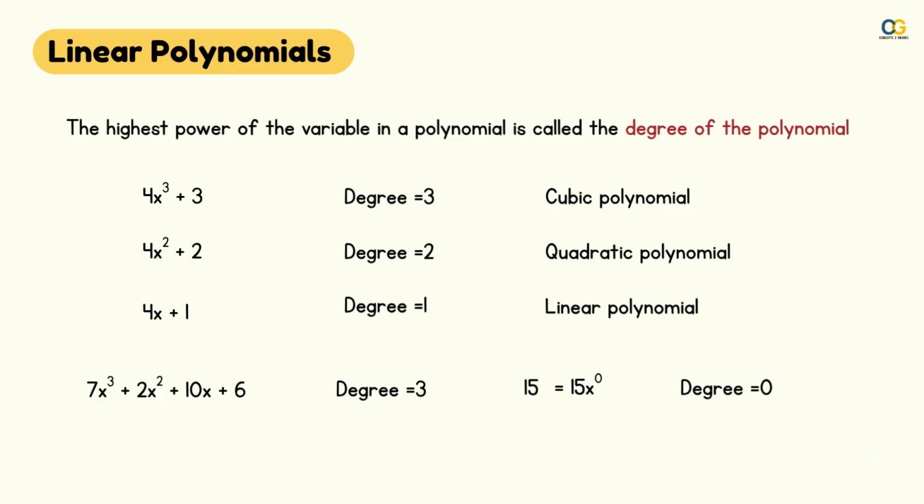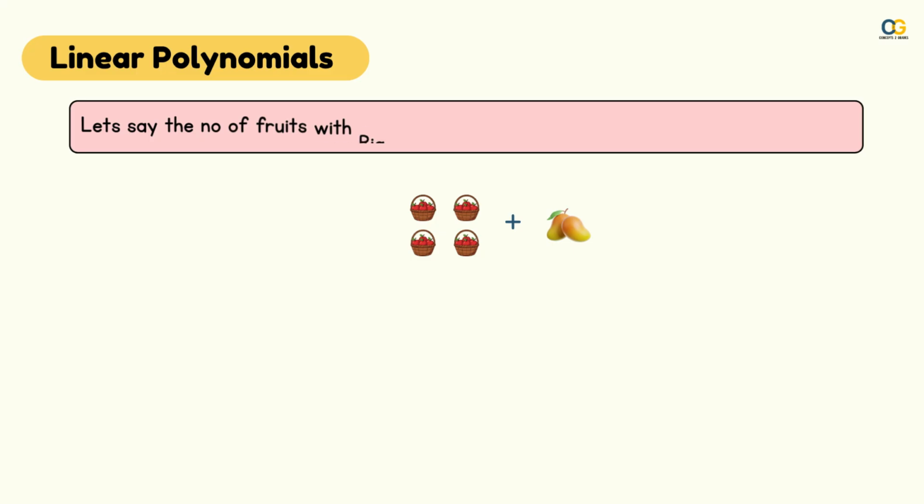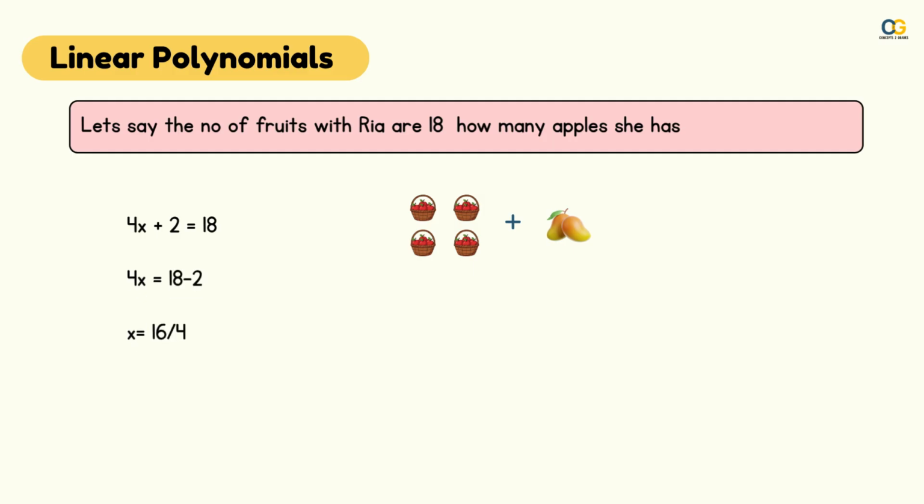Let us try to solve these polynomials and see what happens. So let's say the total number of fruits with Ria are 18. So how many apples will she have? So we already formulated it as 4x plus 2 because she had 2 mangoes and 4 baskets of apples. So 4x plus 2 will be 18 and 4x will be equal to 18 minus 2, which is 16, so x is equal to 16 by 4, where x will be equal to 4. So 4 is the number of apples in each basket. So the total number of apples with her is 4 into 4, which is 4 baskets into 4 apples in each case, which is equal to 16 apples in total. So this is how we can solve a polynomial.